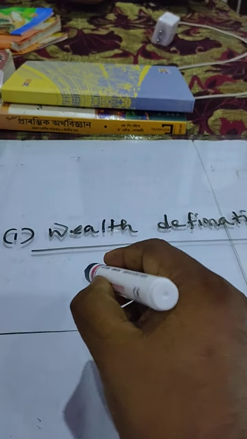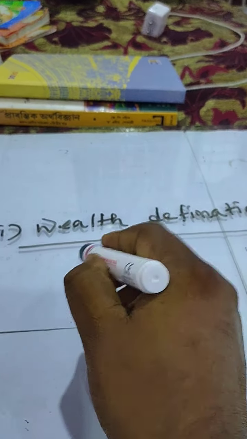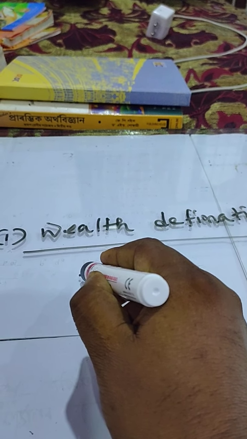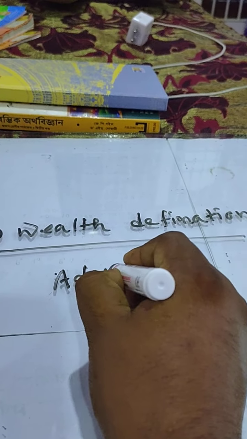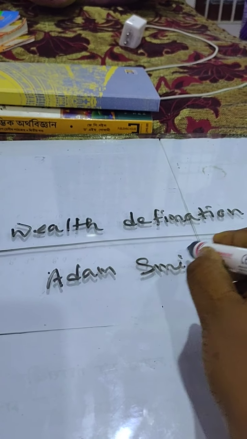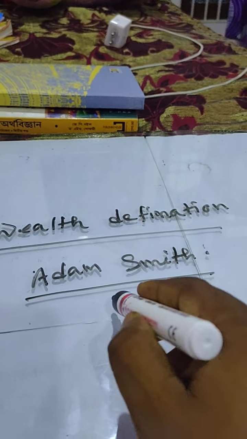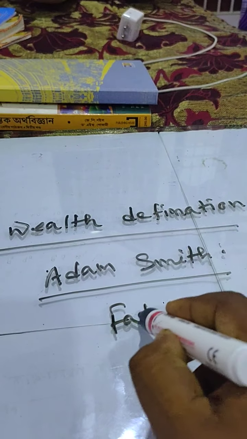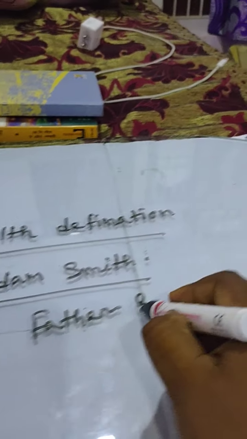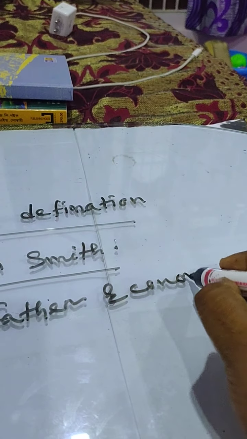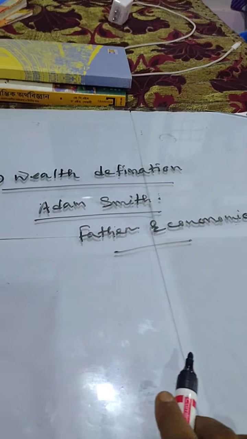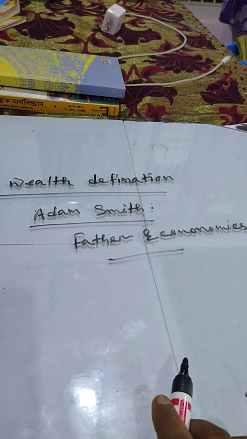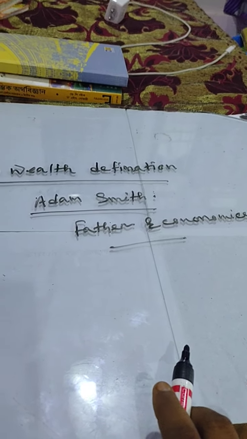This definition of economics was given by the famous economist or the pioneer of economics, Adam Smith. He is also known as the father of economics. As he is the pioneer of economics, he is called the father of economics.